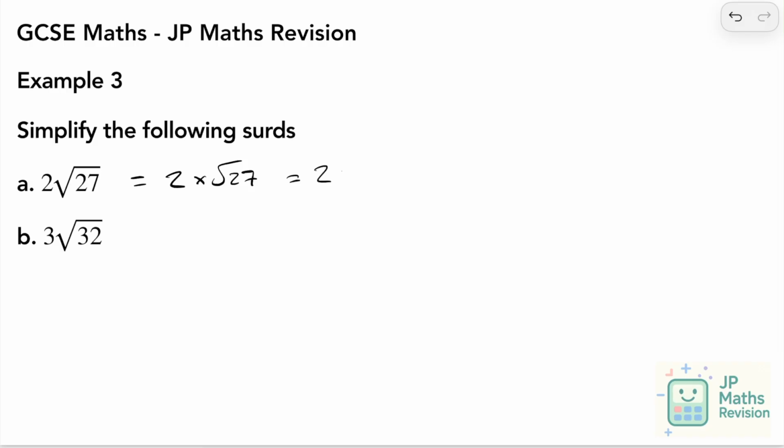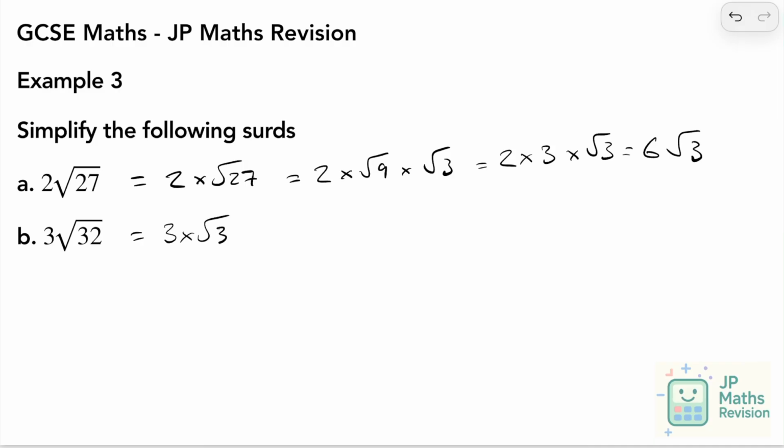So I'm going to write this as 2 times root 9 times root 3. Now the square root of 9 is 3, so I'm going to write this as 2 times 3 times root 3. 2 times 3 is 6, so we end up with 6 root 3. This one here, I'm doing 3 times root 32. Root 32 we just had on the previous page, so I know that 32 is 16 times 2, so root 16 times root 2. So this is going to be 3 times 4 times root 2, so this is 12 root 2.